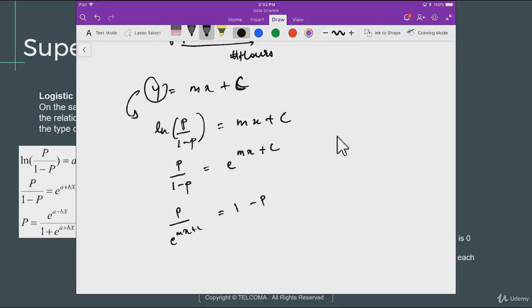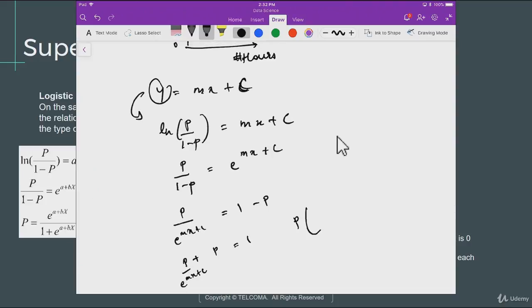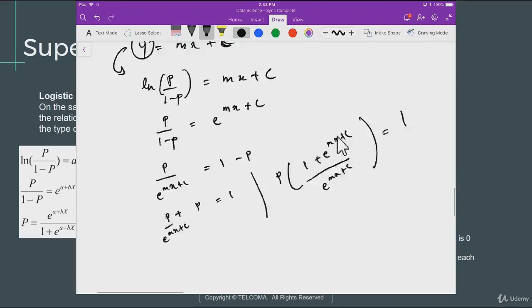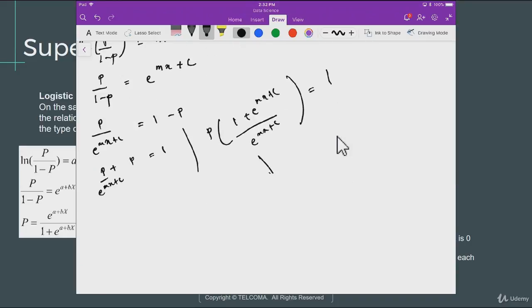If you take it further, we would say p plus p upon e raised to mx plus c plus p is equal to 1. Now take out p common, then we say 1 plus e raised to mx plus c upon e raised to mx plus c is equal to 1. And if you reverse the equation, I know I'm going a little long way, I would say p is determined as e raised to mx plus c upon 1 plus e raised to mx plus c.